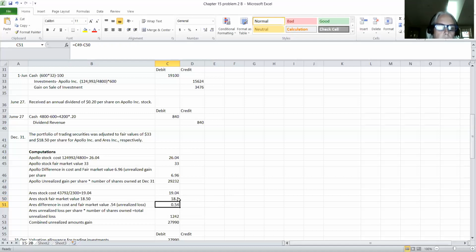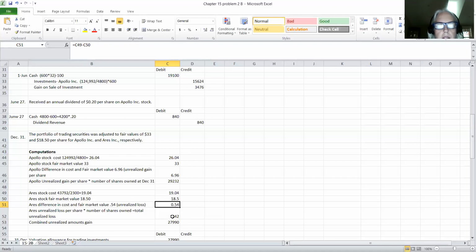We find that by subtracting the market value from the cost of the stock, and that will give you 54 cents, which is an unrealized loss. Or in other words, our stock cost us more than its value at the balance sheet date. So there's an unrealized loss. It's unrealized because we haven't sold the stock, but what we're trying to do is value the stock as best that we can so that our financial statements reflect the true value of our investments.